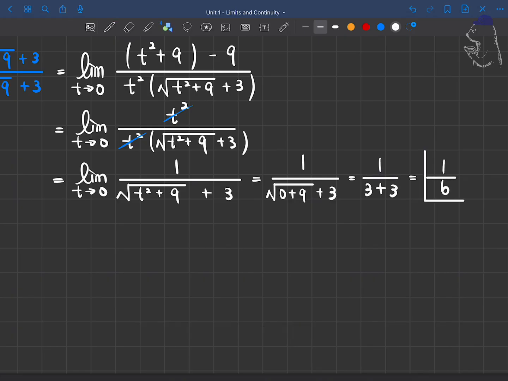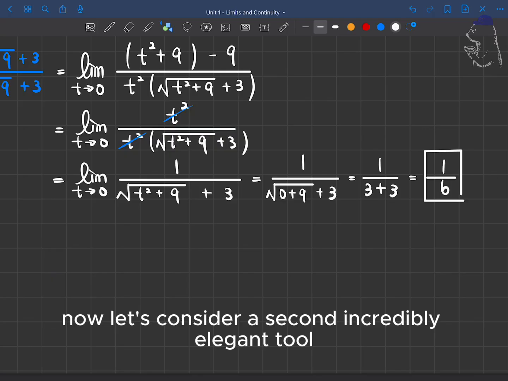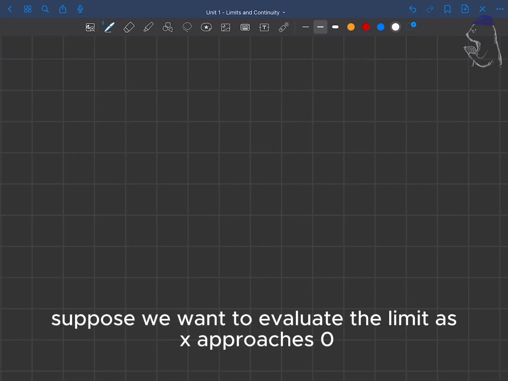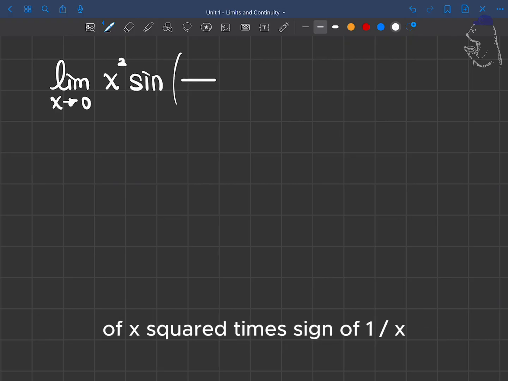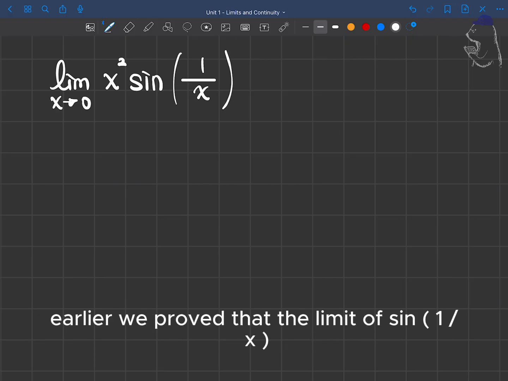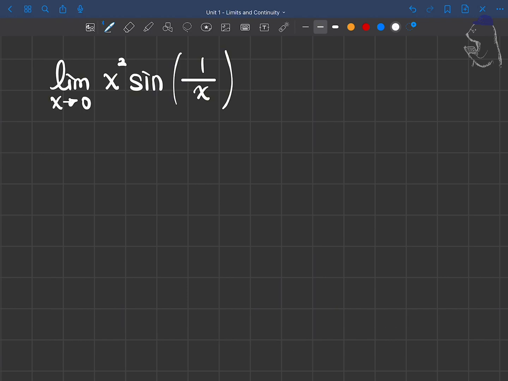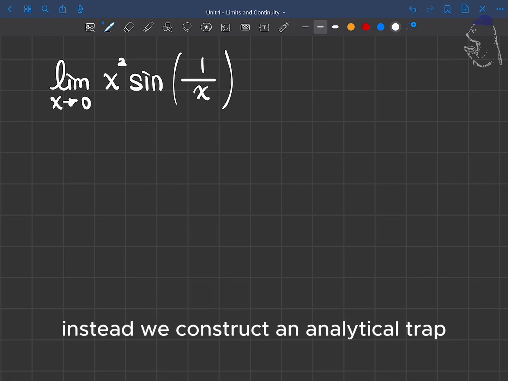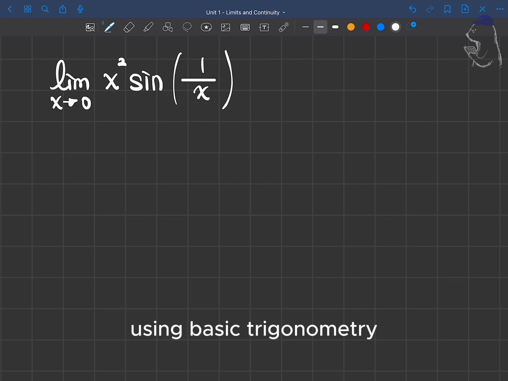Now, let's consider a second incredibly elegant tool, the squeeze theorem. Suppose we want to evaluate the limit as x approaches 0 of x squared times sine of 1 over x. Earlier, we proved that the limit of sine 1 over x by itself fails to exist due to wild oscillation. So we cannot simply split this into a product of limits. Instead, we construct an analytical trap using basic trigonometry.